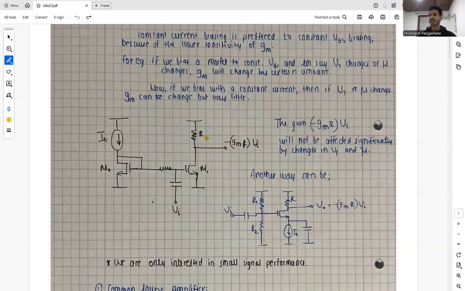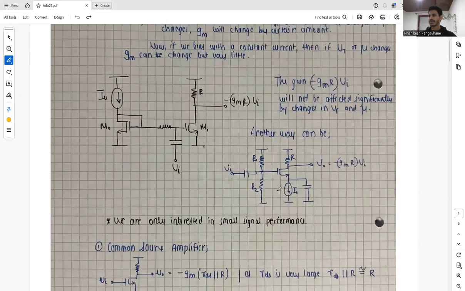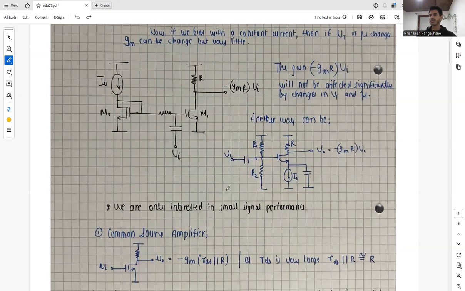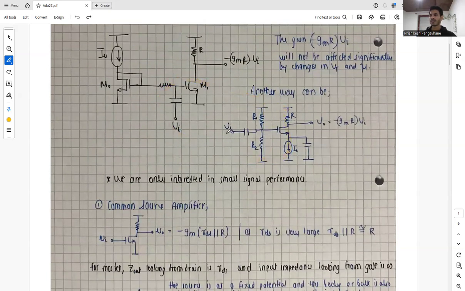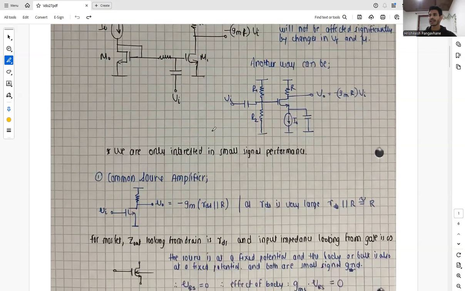And another way of biasing can be basically implementing a current source at the source terminal along with the capacitor, and we can do a GM biasing like this. So these are just a few ways of biasing a circuit. So we are only interested in the small signal performance, and that's why let's just quickly revise the configurations of our amplifiers from our basic analog circuit courses.